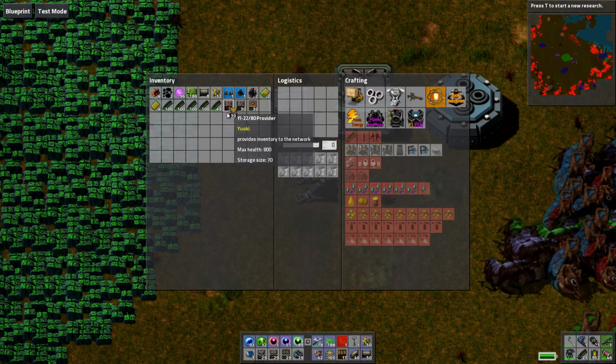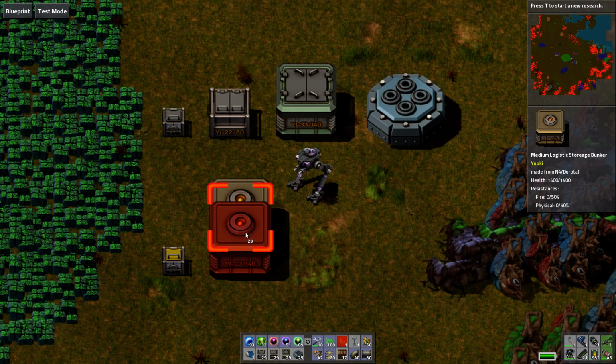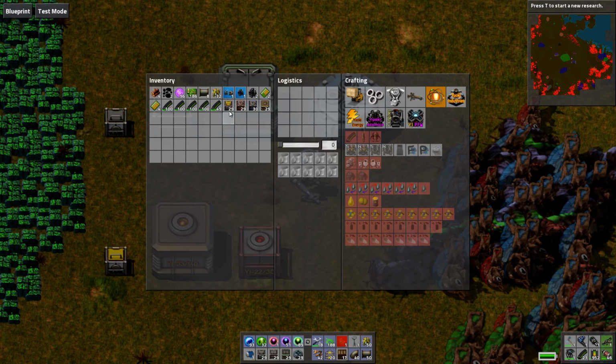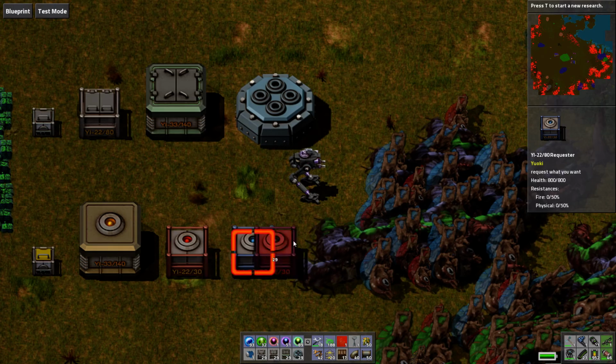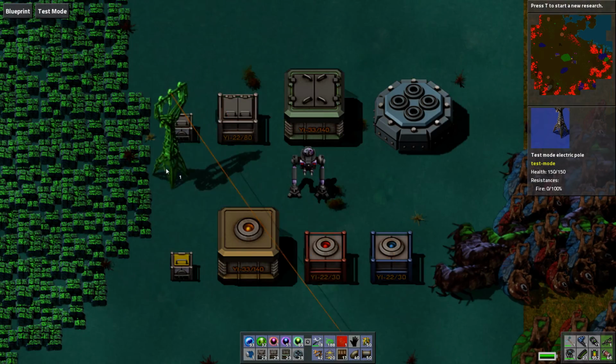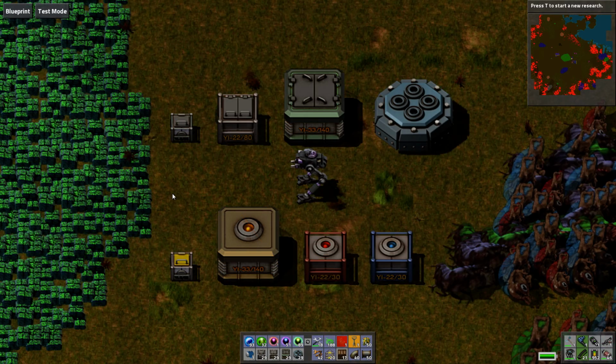And of course we also have the logistic chest, the larger version of the logistic chest. You have a provider chest, and you have the request chest. They are fully functional. Okay. Not only are they fully functional, you can also connect wires to them. I should have done that.